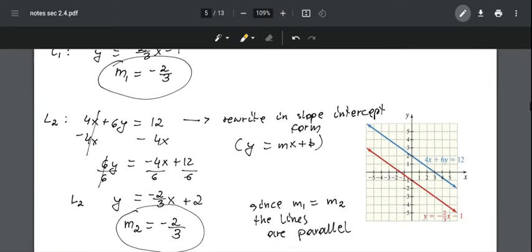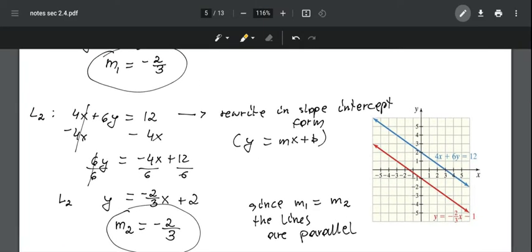And you can see right here on the graph, we see the graph of equation 1 and the graph of equation 2, and they are parallel to each other. They will never intersect.